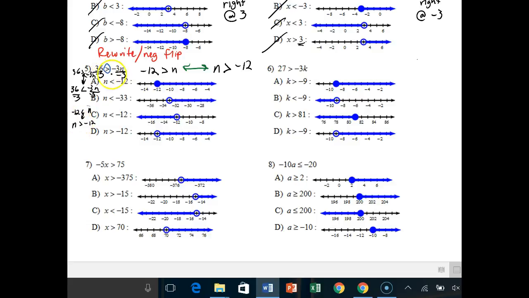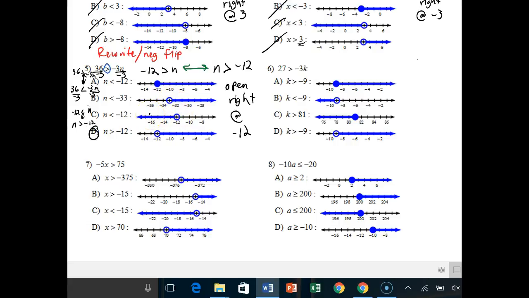Or I could just lock it in and say, okay, I need a rewrite flip and a negative flip, so it's going to flip backwards, back again, and it's just going to stay the same. So instead of going back and forth, you can just have it stay the same. So I need an open circle pointed right at -12. So open at -12, that's this one down here. That one was closed at -12, the wrong number altogether, and that was pointed the wrong way.